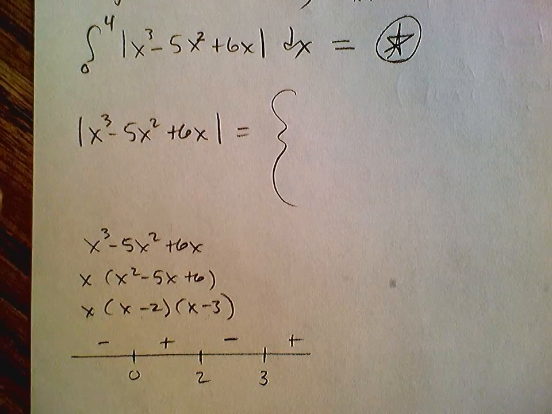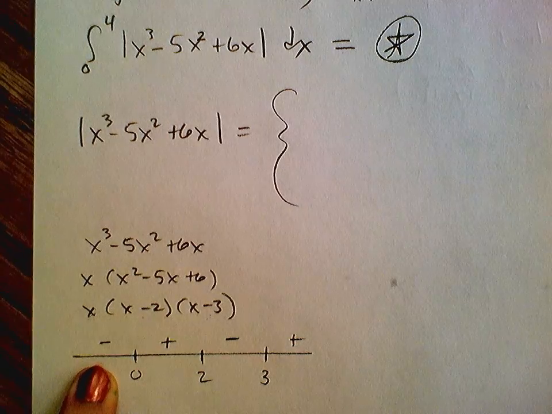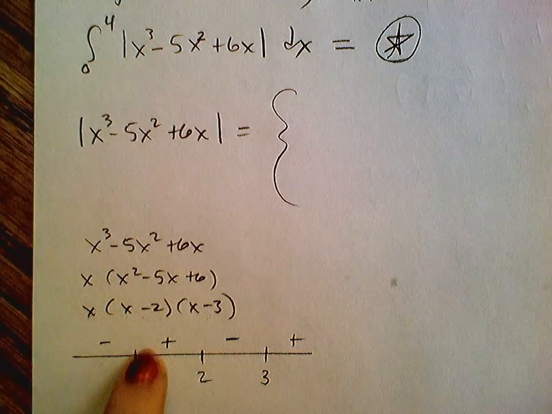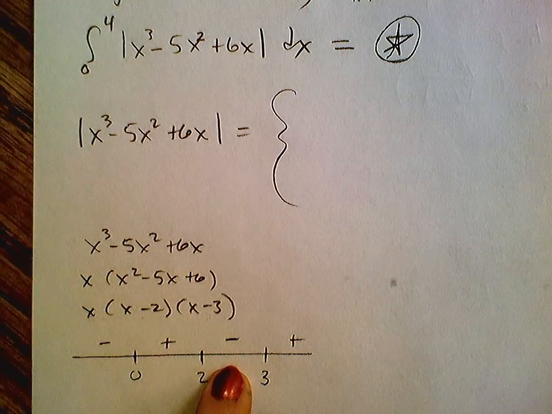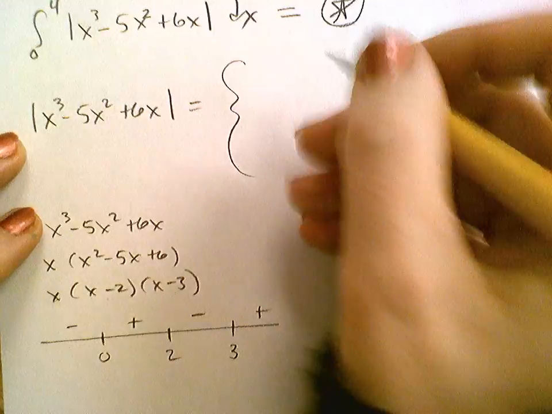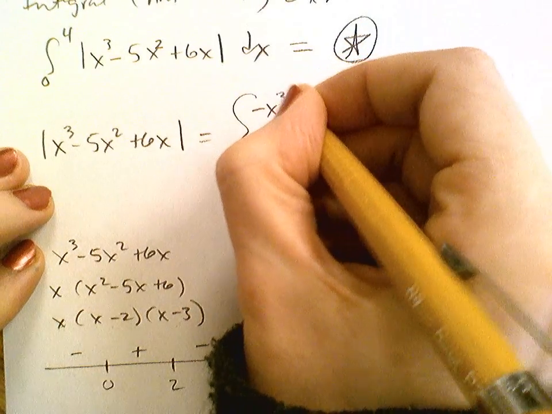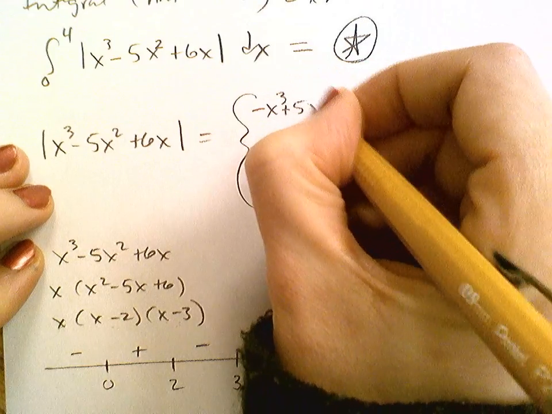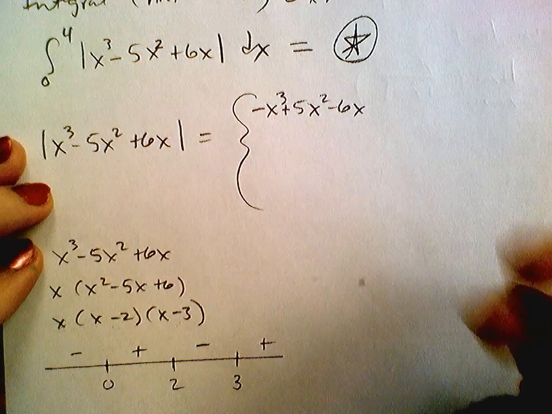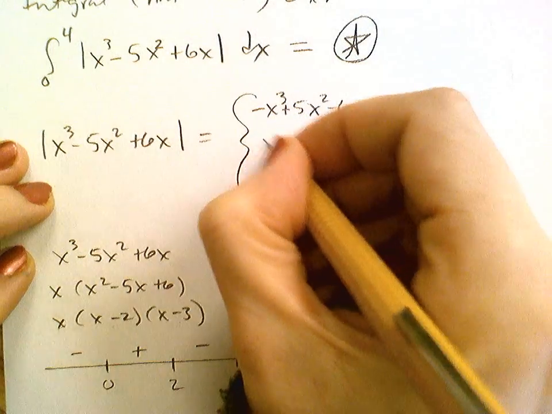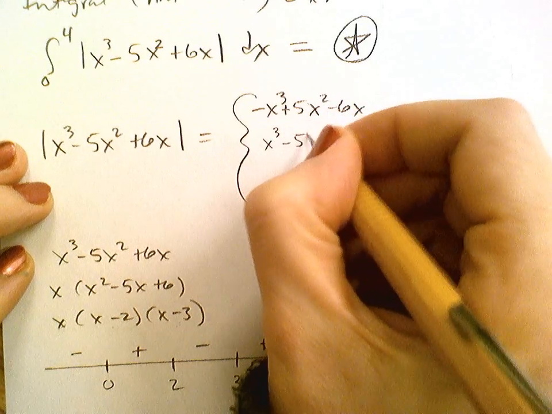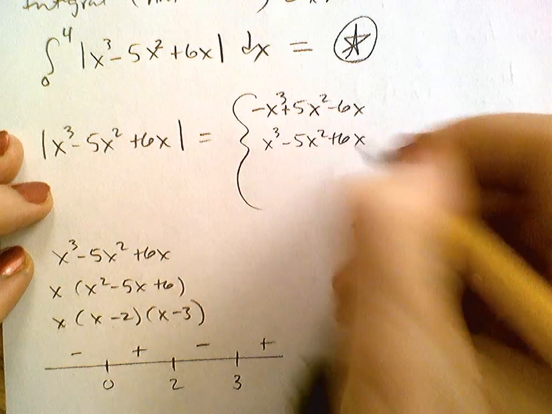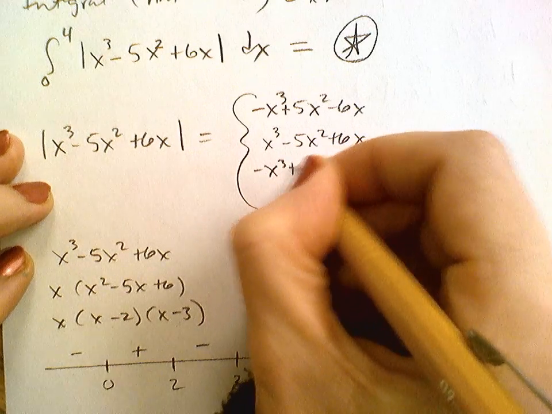So I have to negate the input on this interval, keep it the same here, negate it here, keep it the same there. So negative x to the third, x squared minus 6x. All right, and then keep it, negate it.